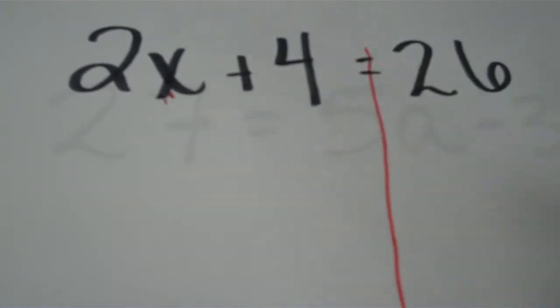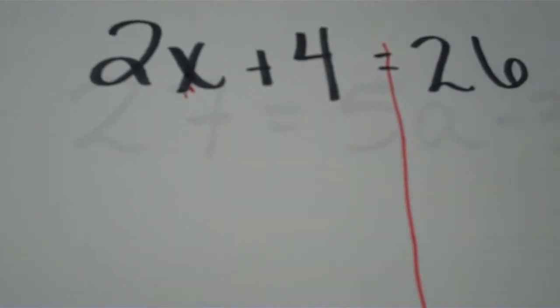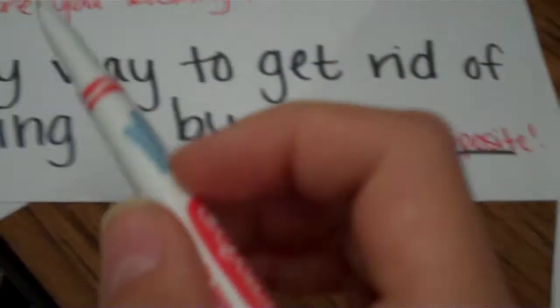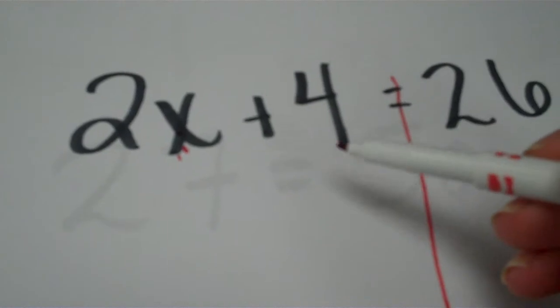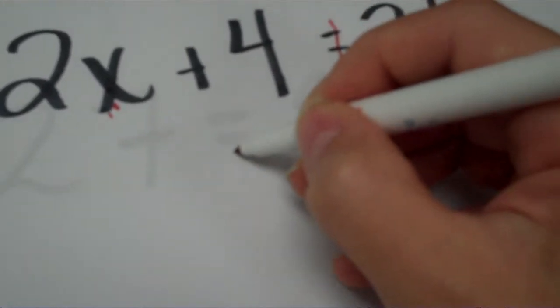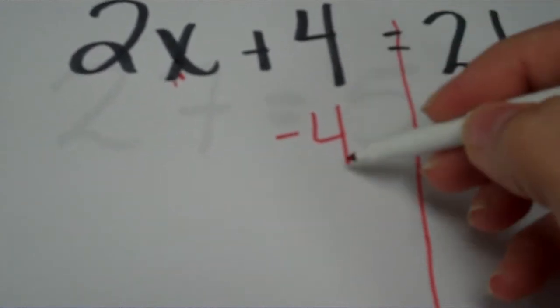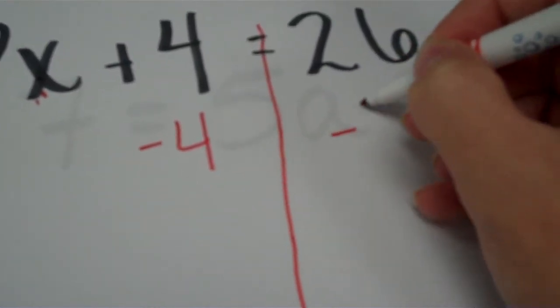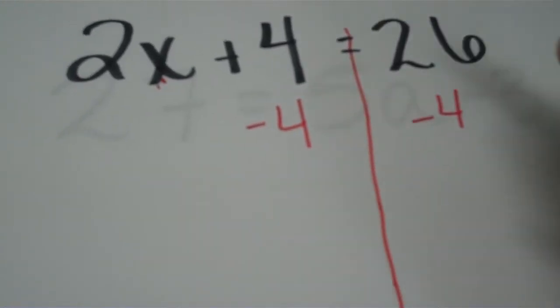Now, the only way to get rid of someone who came into your house is making them go out, the opposite, right? So what is the opposite of adding 4? Well, the opposite of adding 4 is subtracting 4. But if you do it to this side, you have to do it to this side. That's why this line is here. It needs to look like a mirror.